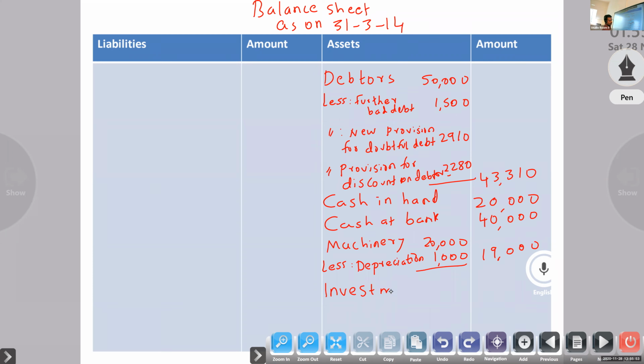Next investment. You can do one thing. If any accrued interest is there, if you write it separately, also no problem. Otherwise, we can add it with investment. Here interest on investment is there. So at the time of maturity, we'll get the investment amount plus interest as an asset. Add accrued interest on investment. Interest on investment we wrote in the profit and loss account: 1,555.